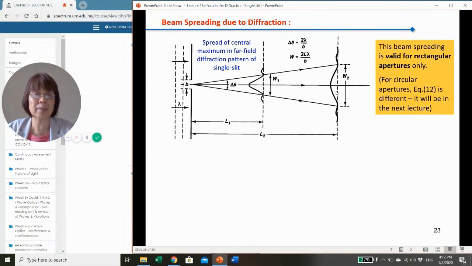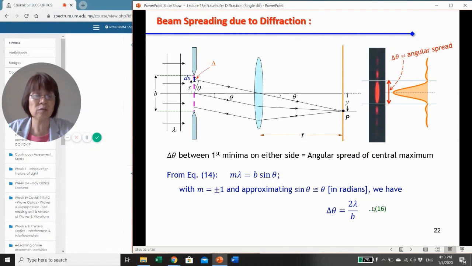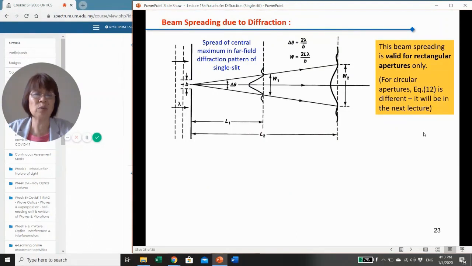Now, what I would like to emphasize here is that this beam spreading is valid for a rectangular aperture. For a circular aperture, the equation, I think it's equation 16 actually, will be different.